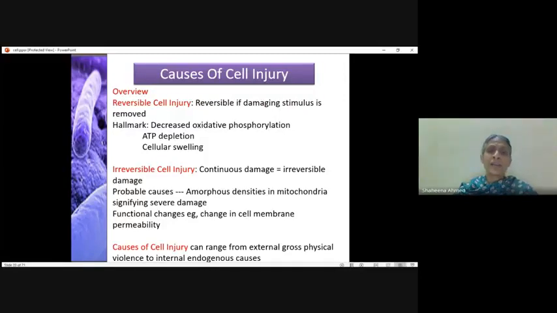Now, causes of cell injury. Cell injury has two stages: the reversible cell injury and the irreversible cell injury. In reversible cell injury, if the stimulus is removed, then the cell will become normal. But if the stimulus persists, that reversible stage is going to go into the irreversible stage. In the reversible stage, there is a decrease in oxidative phosphorylation. This in turn leads to a decrease in ATP production. Gradually, ATP starts depleting.